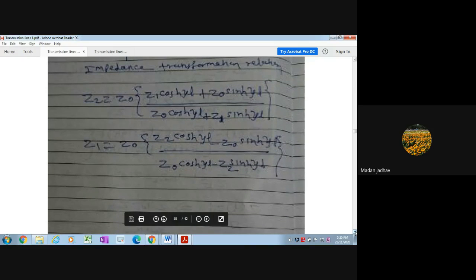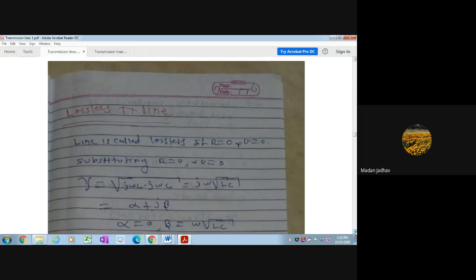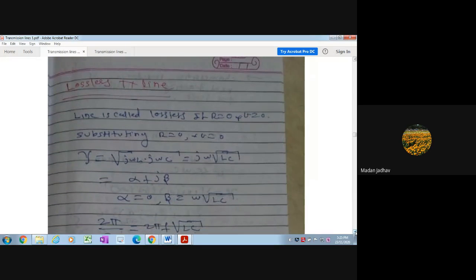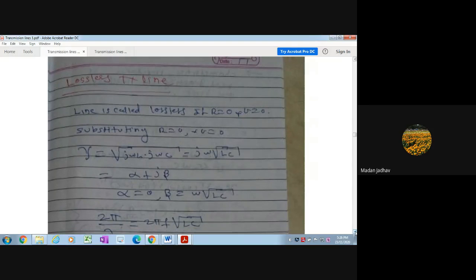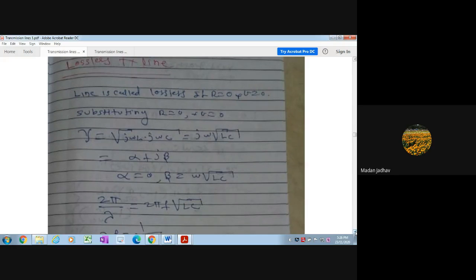Z1, Z2 is known to you. Then there are lossless lines. What do lossless lines mean? Lossless lines means R is equal to 0, G is equal to 0. Then we can say that transmission line is a lossless transmission line, and the propagation constant for the lossless transmission line is j omega under root of LC.